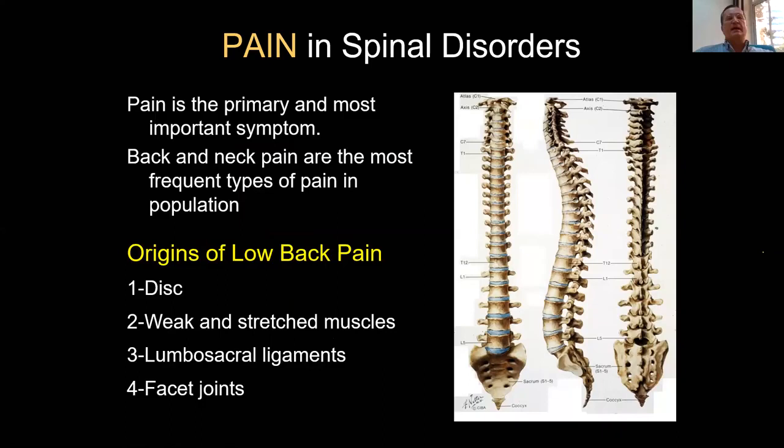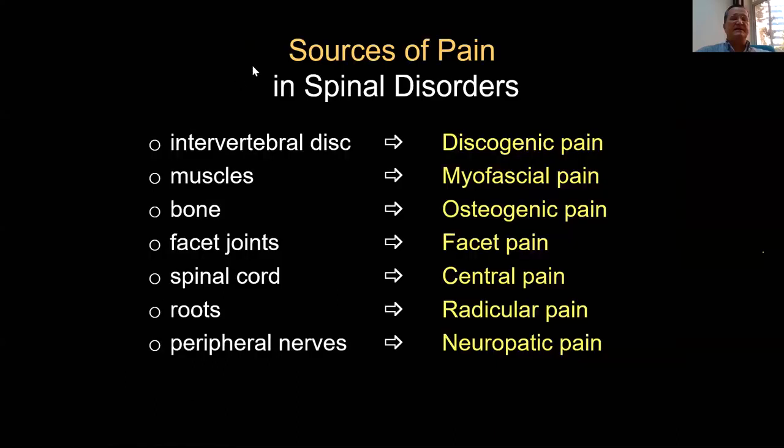And the origins of low back pain are very dispersed. There are many varieties of sources of back pain, like disc, muscles, ligaments, and facet joints. Because of that variety of sources of pain, we have very separate terminology, like discogenic pain, myofascial pain, osteogenic pain, facet pain, and others. There is no good definition of a single pain type.